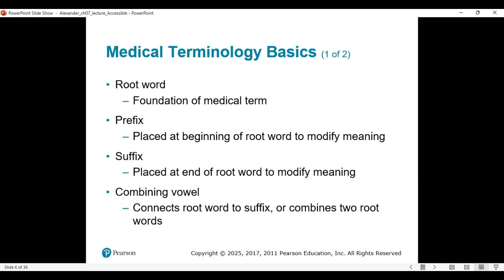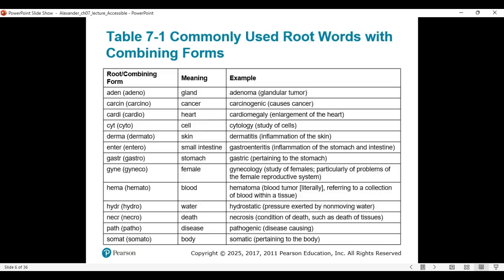It starts with a root word. This is the meaning or the foundation of the medical term. It's the root word, and then it builds from that. We add a prefix to the beginning of the root word and it modifies the meaning. A suffix will be placed at the end of that root word and it'll also modify the meaning. Now, a combining vowel connects a root word to a suffix, or it can combine two different root words.